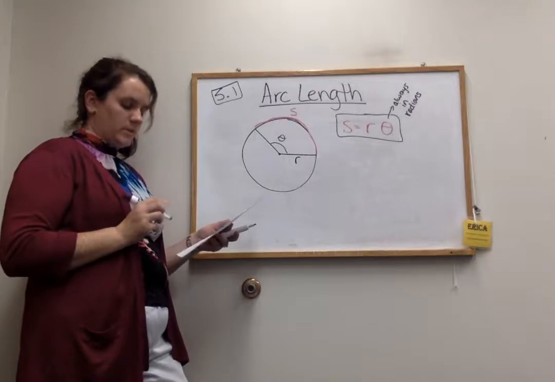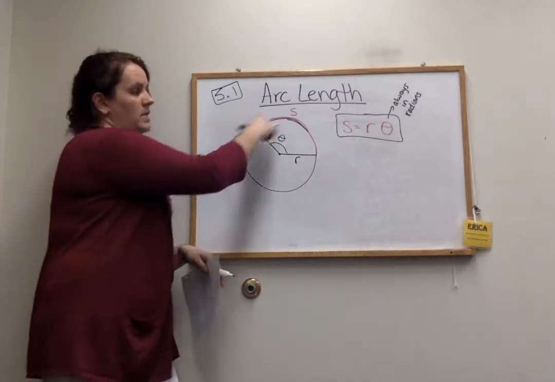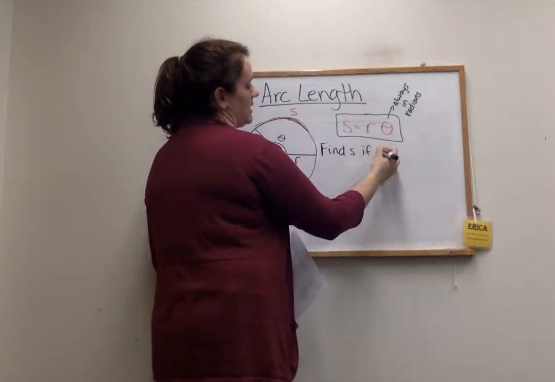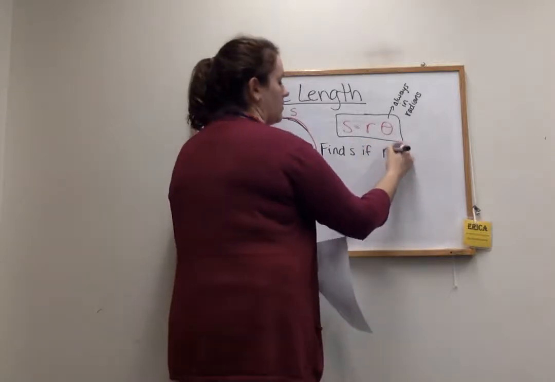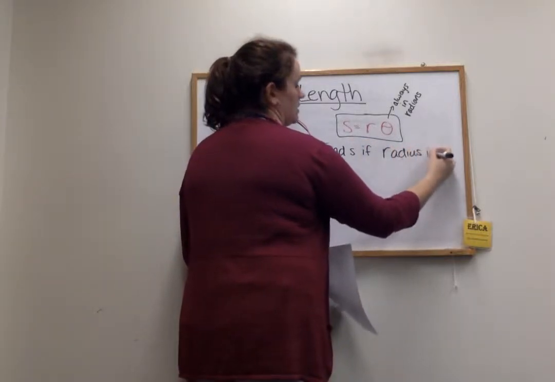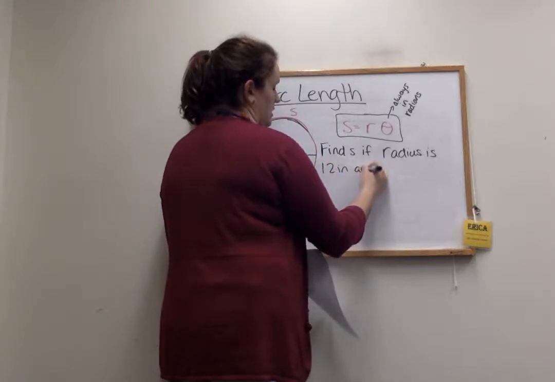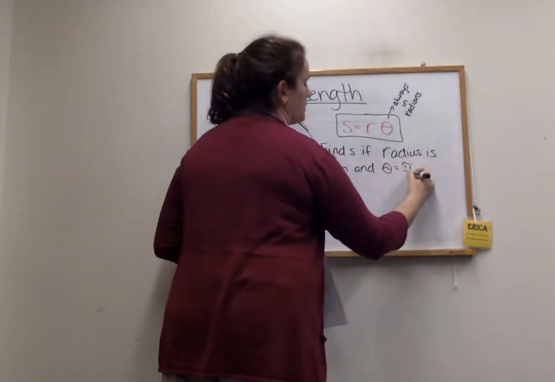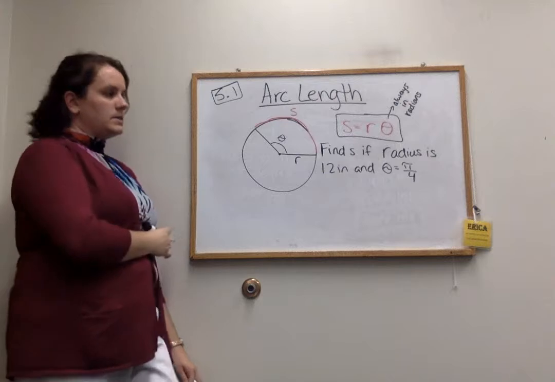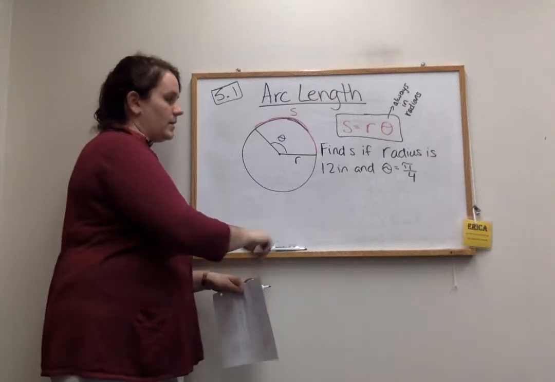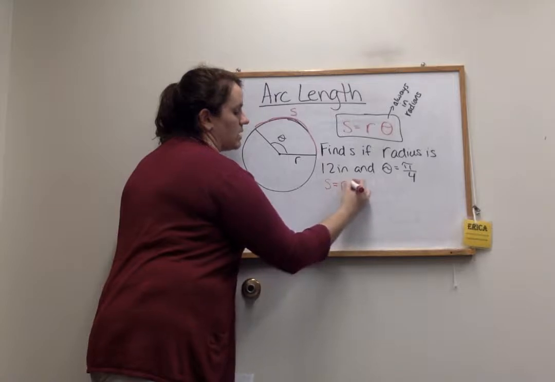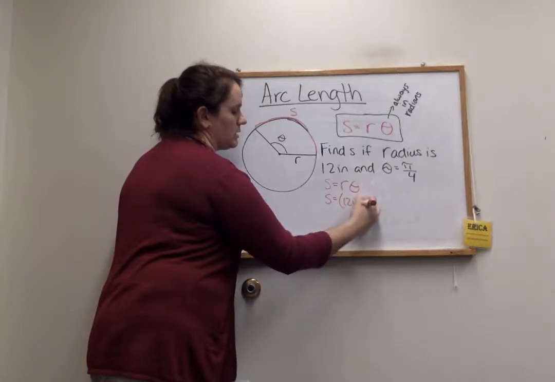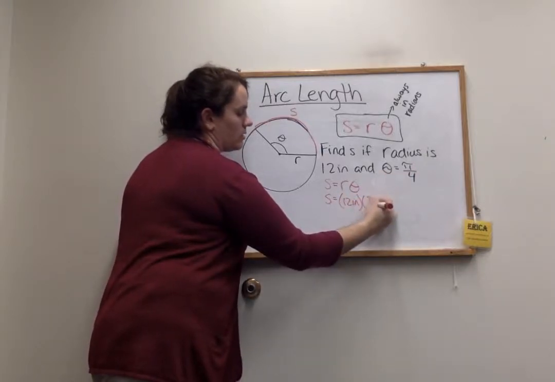One thing that you can use this for is to actually find the arc length, to find S. So it'll say something like, find S if our radius is 12 inches and theta is pi over 4. So we have our measure in radians. If we're going to use our formula, we would have S equals R times theta. S is what we're looking for, R is 12 inches, and theta is pi over 4.